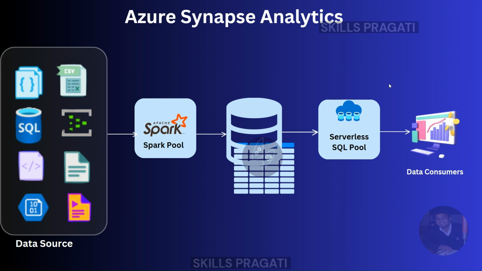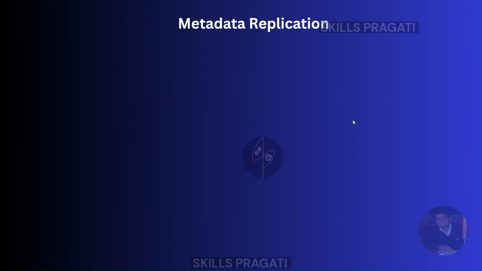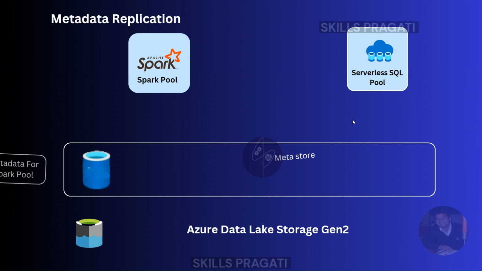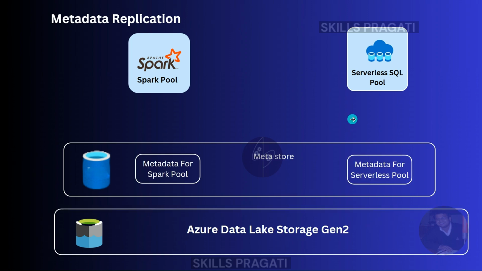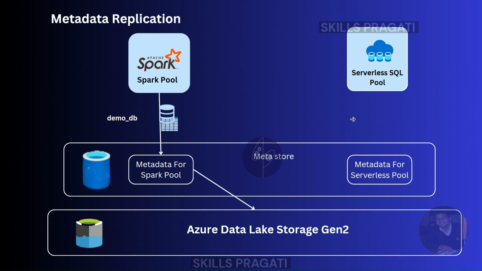Let me explain how the integration works with an example. First, let's say we are creating a database called DemoDB in our Spark Pool, pointing to a location in the Azure Data Lake. As you may already know, databases and tables in Spark are just metadata, and the data lives in the storage such as Azure Data Lake. So the metadata for the Spark Pool in the metastore will be created to reflect that.